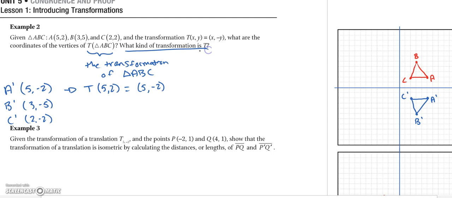So the other part is, what kind of transformation is this? Well, we can tell that this is a reflection over the x-axis. Here's how we write that with the notation. Reflection is lowercase r over the x-axis. So this is kind of the general. For any point, I'm just reflecting over the x-axis, and it's going to equal x, negative y.